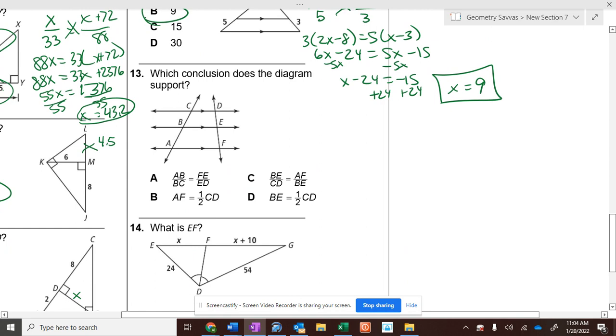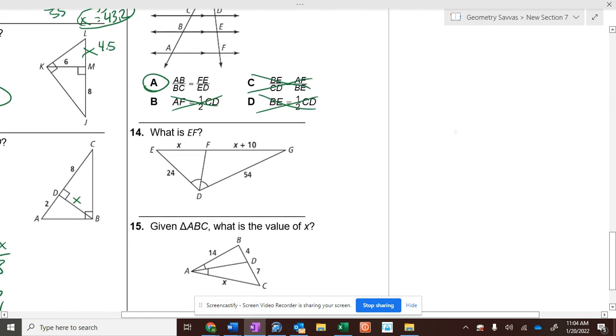Okay, let's look at this. Does AB over BC equal FE over DE for A? Yes. We can't use a 1/2 because it's not a triangle. So there's no 1/2 involved because it has to be a triangle. And BE over CD equals AF over BE. That does not make sense unless it would be a triangle. So that would also be no.